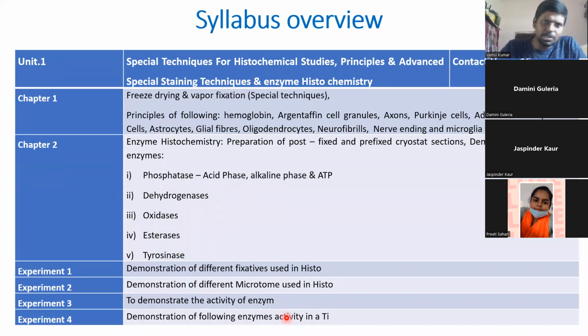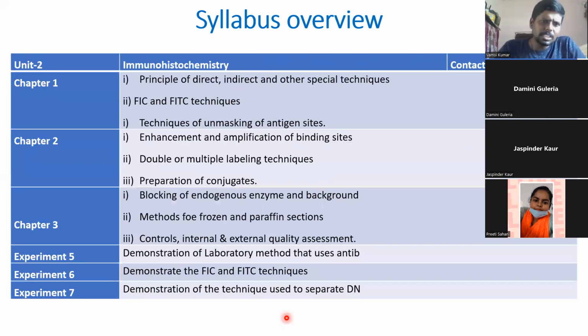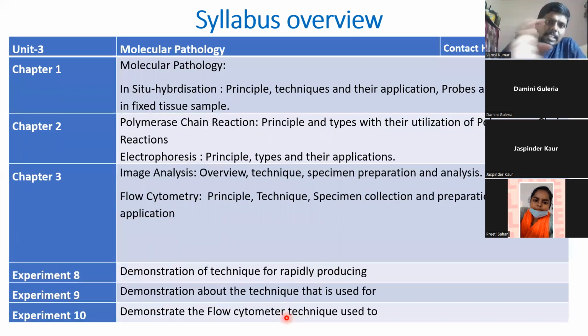So in the first unit, we will discuss the basics in immunohistochemistry. In the second unit, we will discuss the procedures and the technical challenges that we will face during the procedure of immunohistochemistry. And in the third unit, we are discussing the advanced level of immunohistochemistry, which is molecular pathology, starting with FISH, fluorescent in situ hybridization.